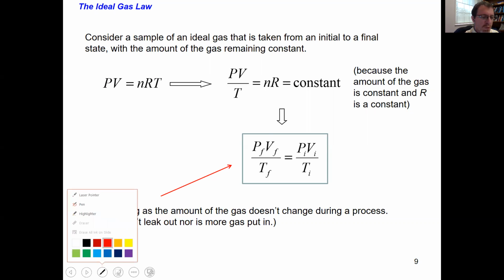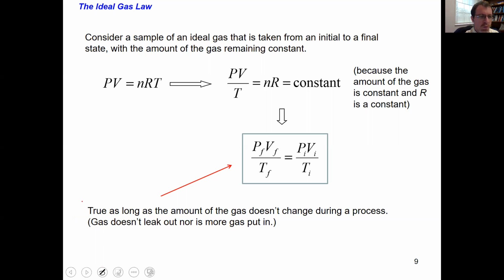we can put all the things that can change on one side of the equation and leave the things that are constant on the other side of the equation. So that's exactly what I've done. I've divided both sides by temperature. And then on the right-hand side here, I've got this nR. And that nR, well, that's just the number of moles of gas that I have times that constant R. And I can't change the amount of gas present, so that's just going to be constant.